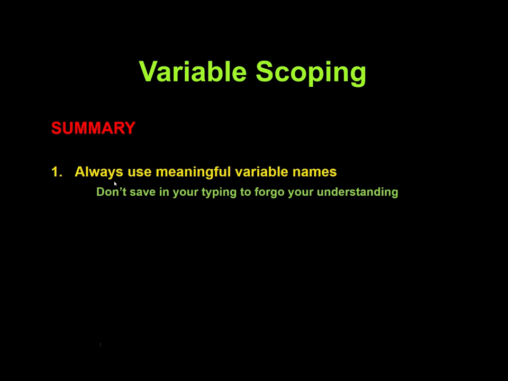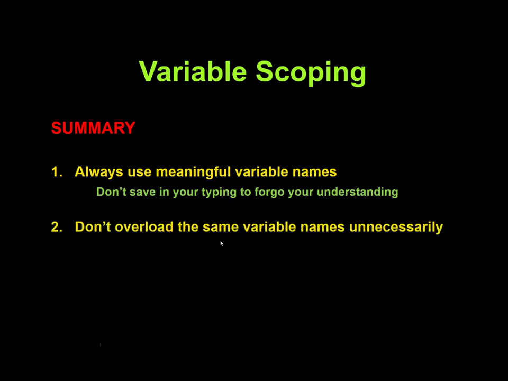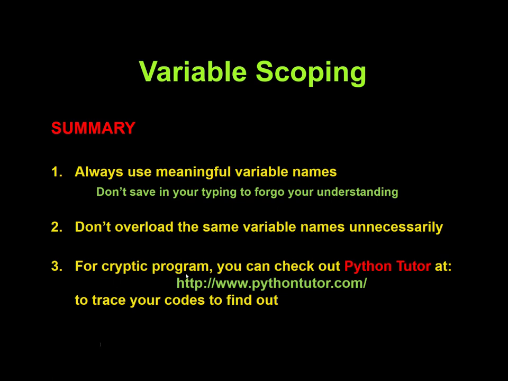To sum up this part of the discussion, one, we always want to use meaningful variable names. You don't save on typing to forgo your understanding. Two, you don't overload the same variable names unnecessarily. Overloading means using the same variable name for different purposes. This is actually needed in some cases, so what we say here is don't use it anyhow. Three, for cryptic programs such as those given in the test or exam, you can check out Python Tutor at this link to trace your code to find out if you have doubt on the variable scoping.